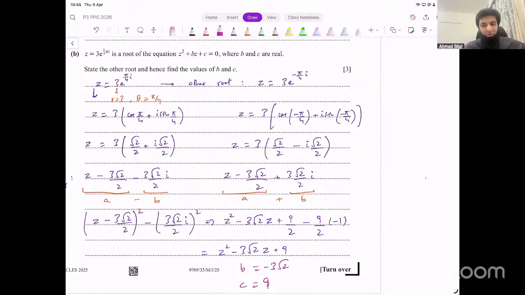You can also use sum of roots and product of roots. That will also work. We'll do that as an alternative method. So those of you who know that method, sum of roots, product of roots, that will be slightly more efficient. You can definitely use that. That is allowed.